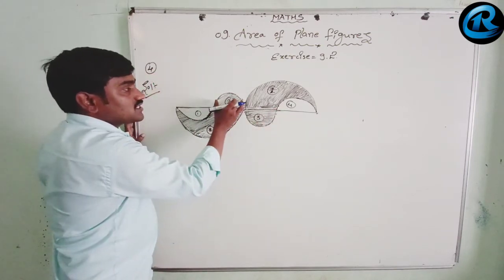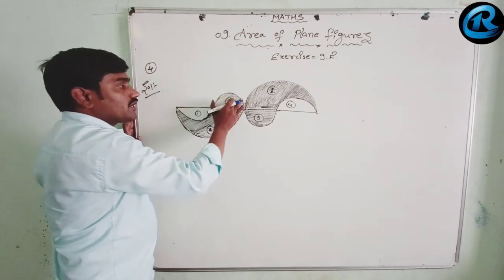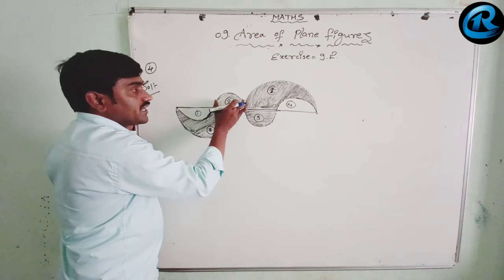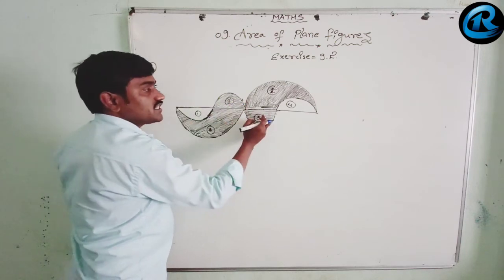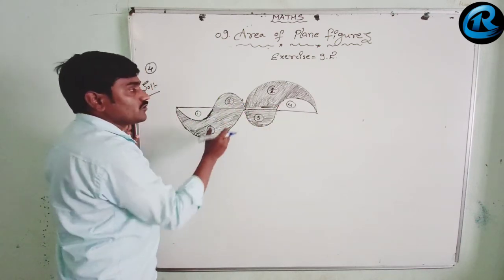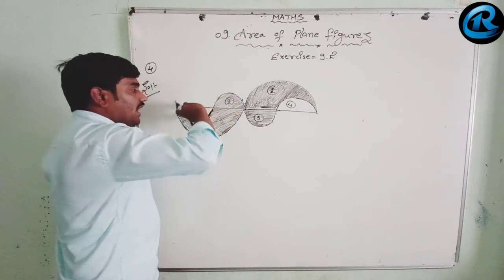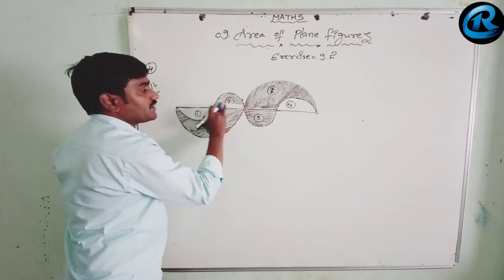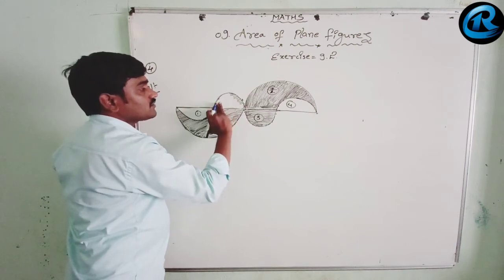What I will do, this semicircle I will remove and replace it here. This is the shaded region and this is the unshaded region. This shaded region I will keep here, and this unshaded region I will shift here. See what happens now. So it becomes like this.